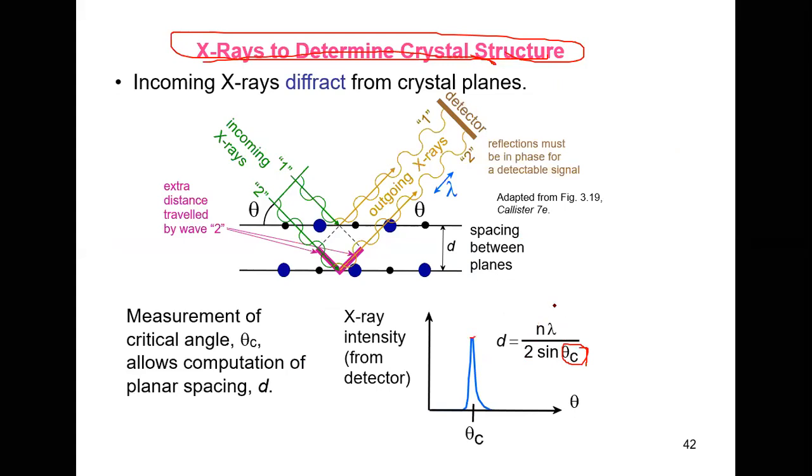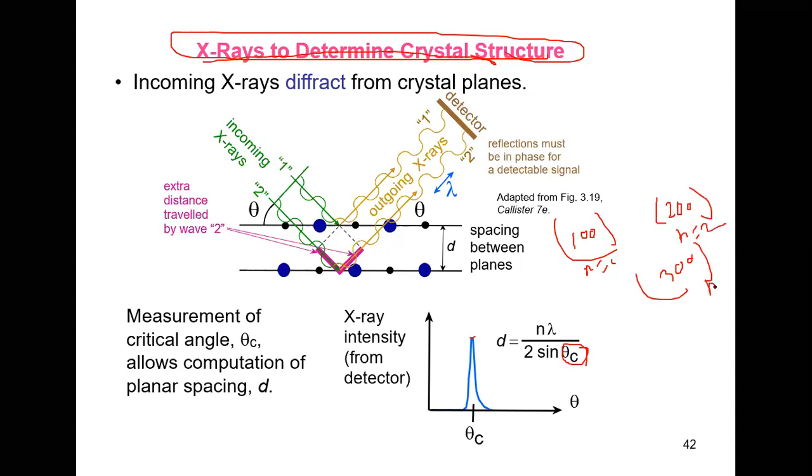You know, n is the order of diffraction. In the previous case, we found the 100 peak and also the 200 peak, and I also mentioned the 300 peak. These are basically the orders of diffraction. In this case n equals 1, in this case n equals 2, and in this case n equals 3. So you know the order of diffraction, the wavelength of the incident X-ray, and theta C. Then you will be able to calculate d. What is d? d is the interplanar spacing that I have already mentioned.